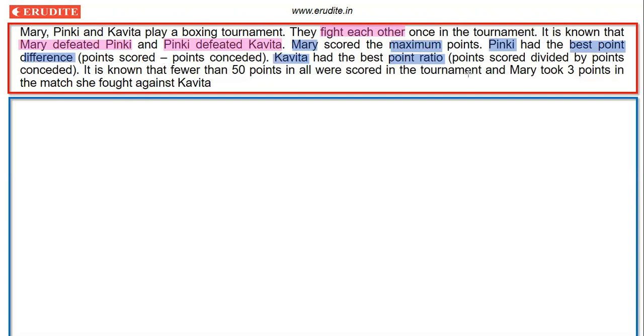And there is one more piece of information, that the total points is fewer than 50. Fewer than 50 points in all were scored in the tournament. And there is another direct piece of information: Mary took 3 points in the match they fought against Kavita. Now, considering all this information, let us try to find it out.